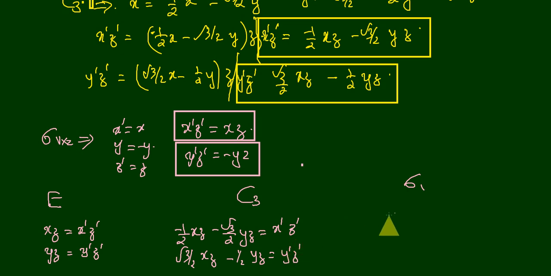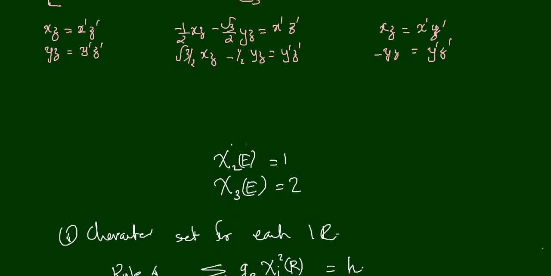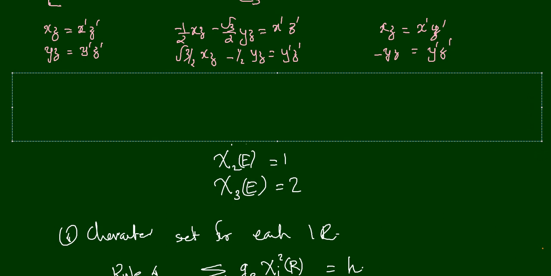Okay, and during sigma v, what are the equations? We can write it like these two equations: xz is equal to x dash z dash, and minus yz is equal to y dash z dash. So these three equations we can write in the matrix form. If we are writing it in the matrix form, how can we write it?